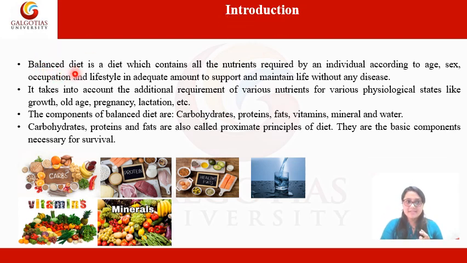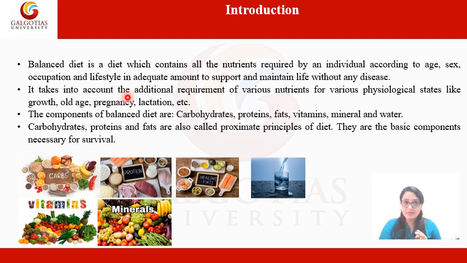Introduction. Balanced diet is a diet which contains all the nutrients required by an individual according to their age. Now, at every age, you require a particular amount of nutrient. You just cannot go on taking an amount which you were taking in childhood in your adulthood. So according to age, the amount of a particular nutrient varies. Sex, that is our gender, males and females may require a particular nutrient in different amounts. Occupation and lifestyle also matter, in adequate amount to support and maintain life without any disease or to remain healthy.